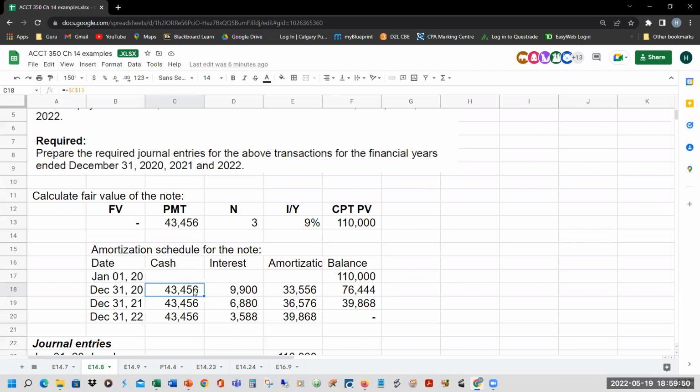The interest is calculated at 9%. Now, 9% of what? 9% of the note value at the beginning of the current year, which is $110,000. So if I calculate 9% of $110,000, DeRocher should have paid interest of $9,900 to the other party.